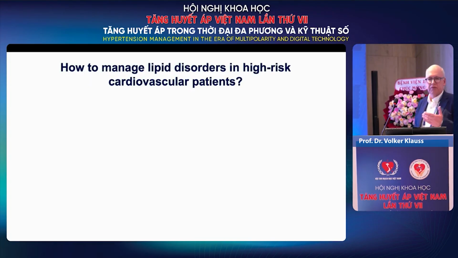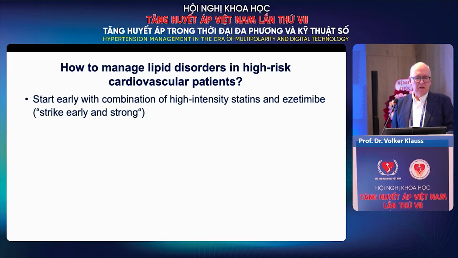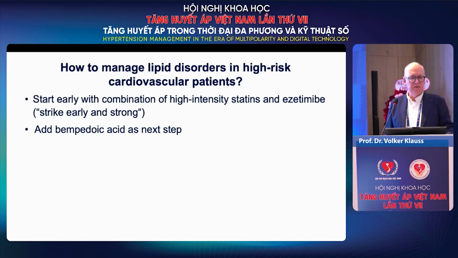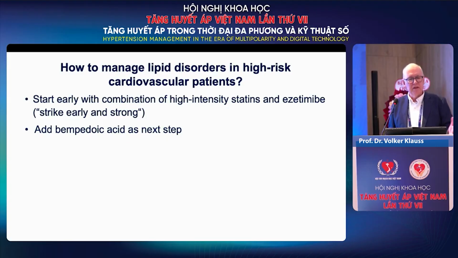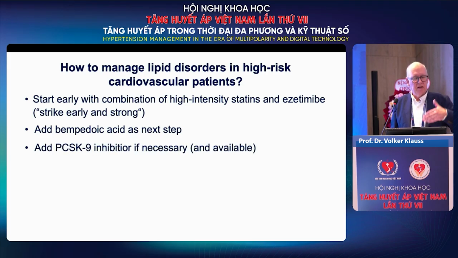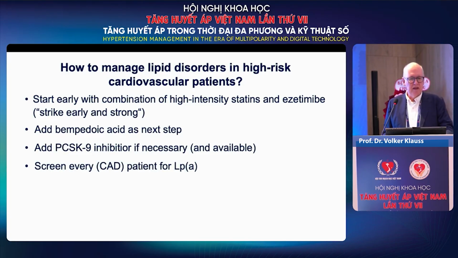So just to summarize how to manage the lipid disorders. The important thing from the new guidelines is, in the ACS, in the high-risk patients, strike early and strong, and you should start with a combination therapy and with a high-intensity statin. If it is not efficacious and not reaching the target, then you should add bempedoic acid as a next step, and a further step, if available, is the PCSK9 inhibition.